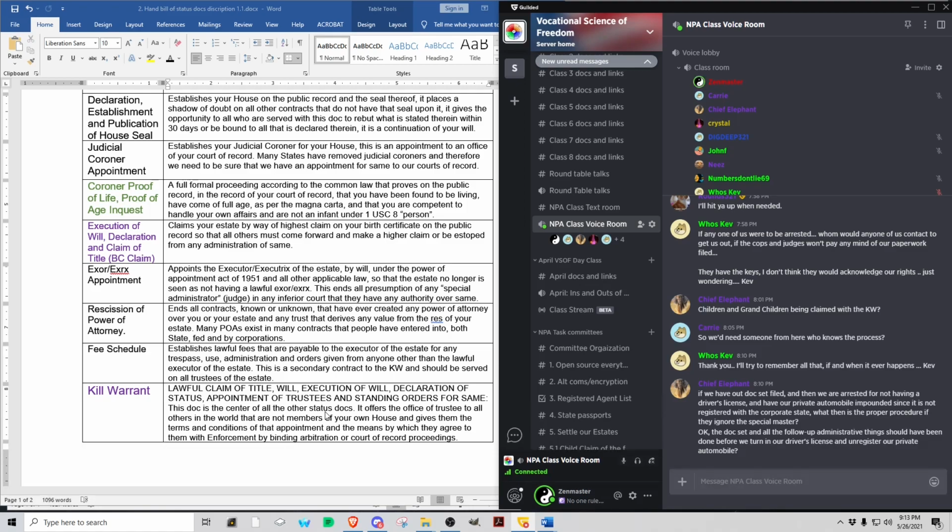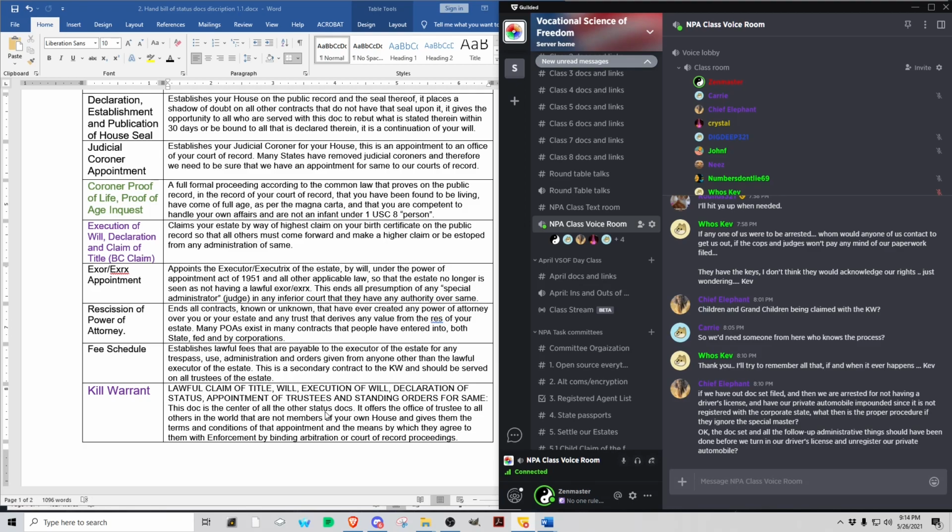Well, you can do it at the same time. The question is, the DocSet and all the follow-up administrative things should have been done before we turn in our driver's license and unregister our private automobile. The thing is, there is no way to unregister the car. What you have to do is go through that administrative process to get the state, under a declaratory judgment, to say they don't have an interest in your property, because you can't really unregister a car. Once that bell's been rung, you can't unring the bell.